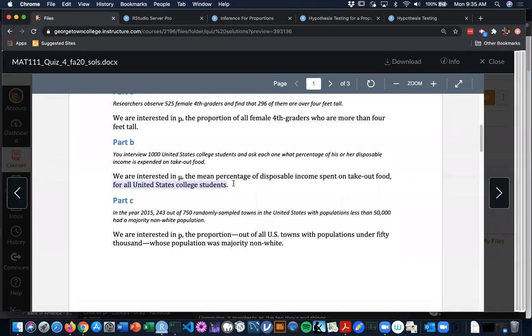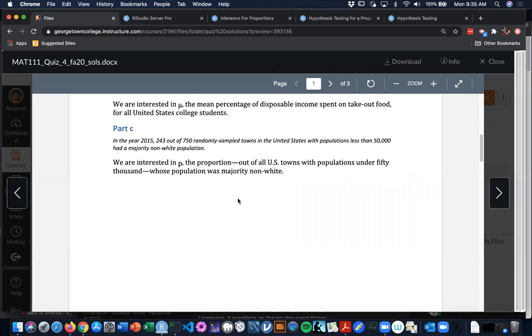It's the mean percentage of disposable income spent on takeout food for that whole population, for all United States college students. So if like every single person has a number, 20%, 10%, 15%, and you average up all those numbers in the whole population, that's your mu.